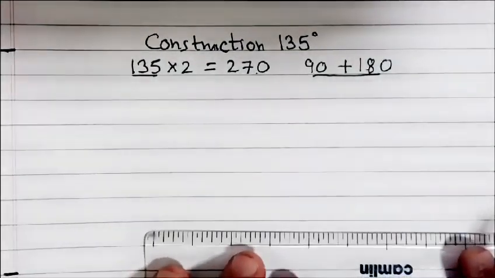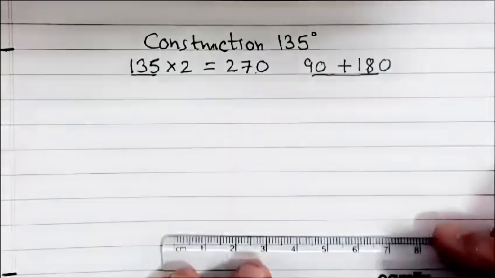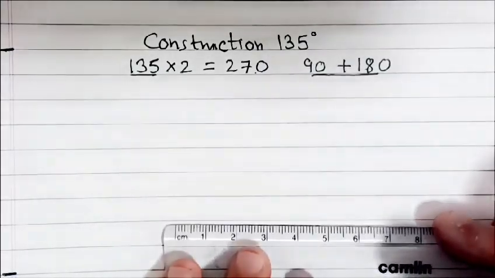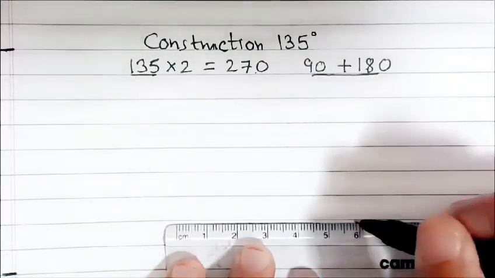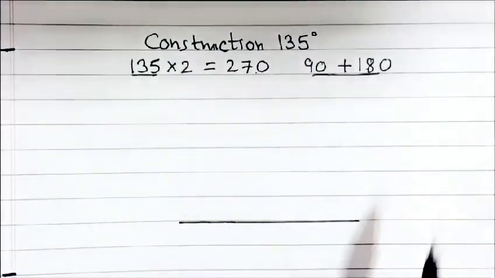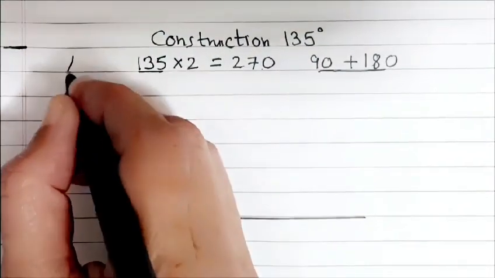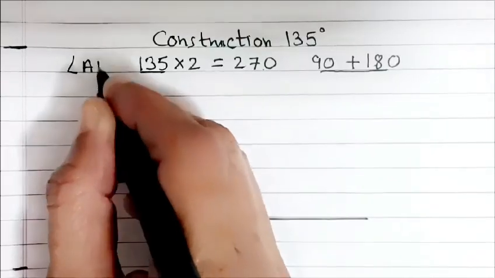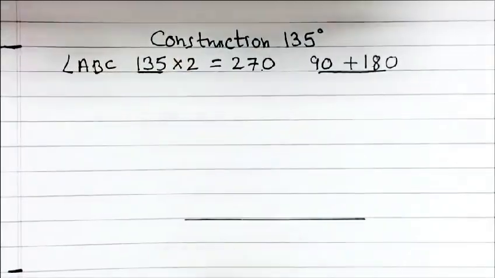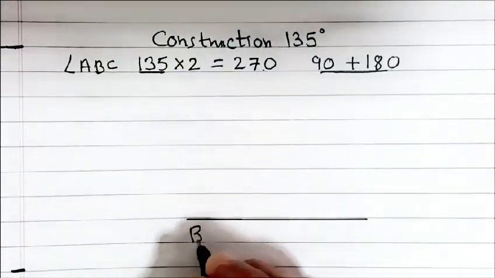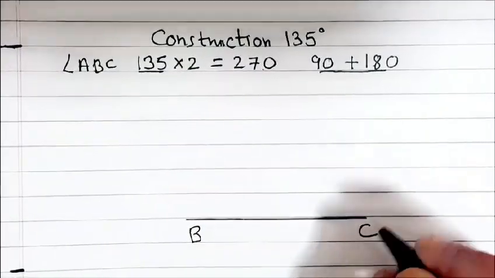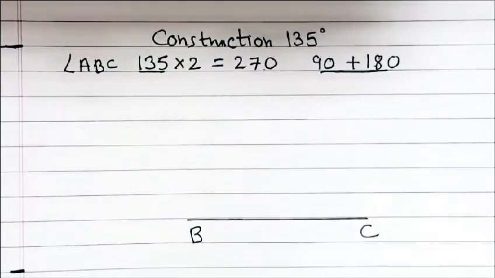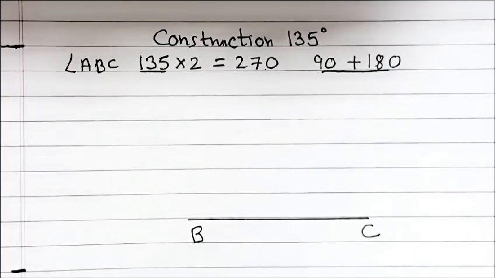Take any measurement or segment your teacher will give. Draw line AB. So we are going to draw angle ABC. So here I'll take angle B. Angle B is 135. So BC of any measurement you can take.